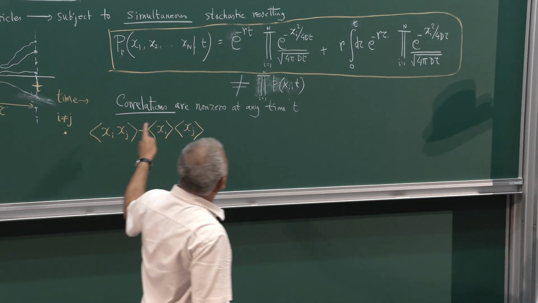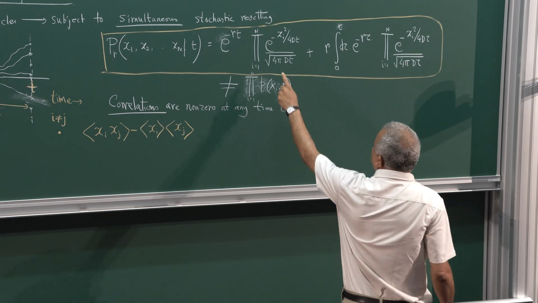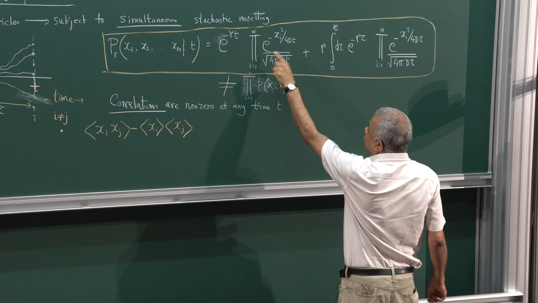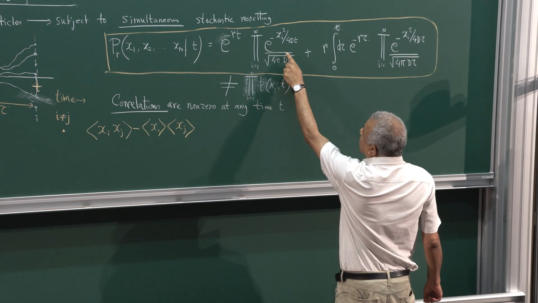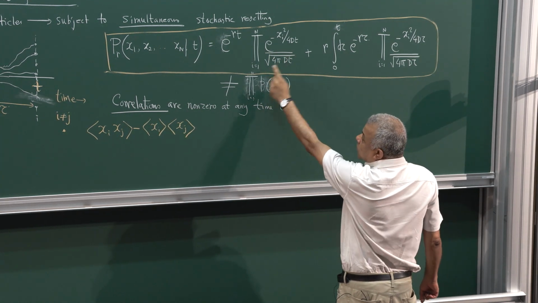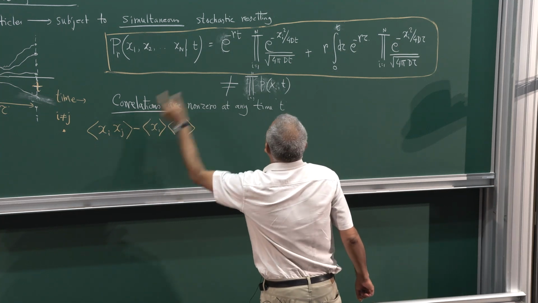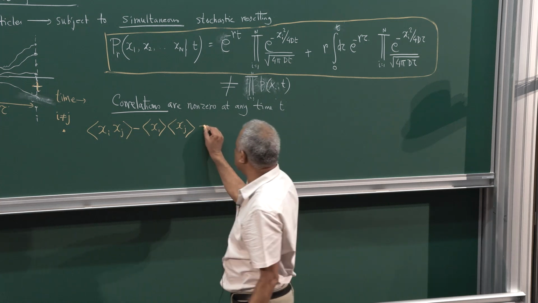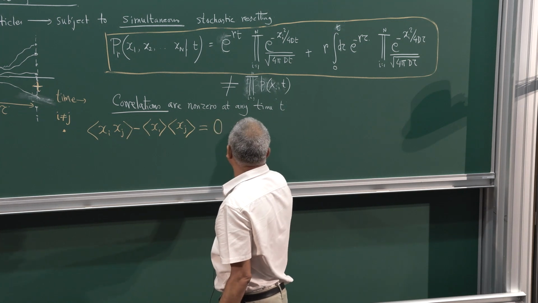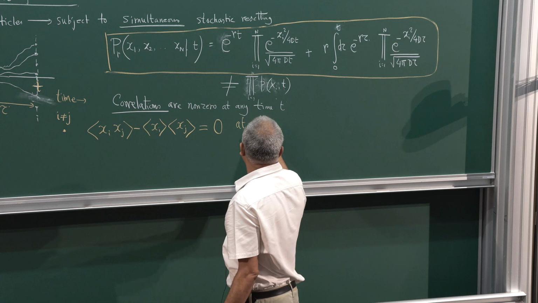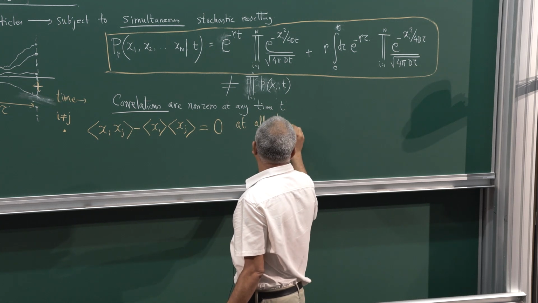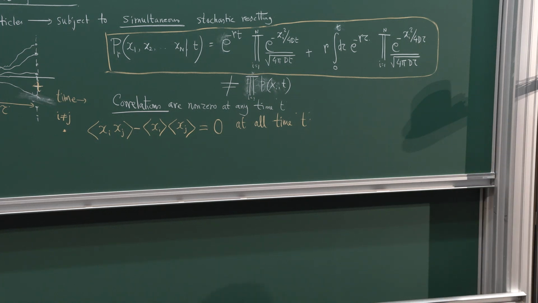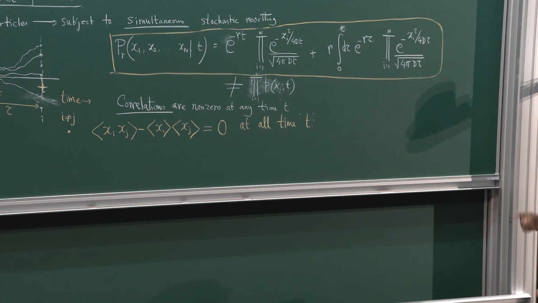So if I calculate xi xj for i not equal to j, you see this is a Gaussian, so therefore the xi average will give you 0, and the xj average, because they factorize within this. So this is clearly 0 from this term, and it's also 0 from this term. So this object is identically 0 at all time t, just by the symmetry of the problem. So therefore, to detect the correlation, you have to go to higher order.